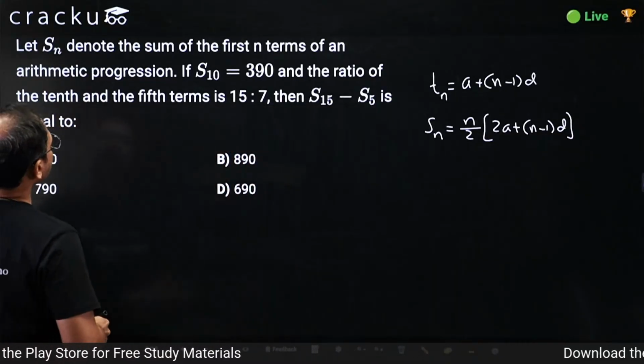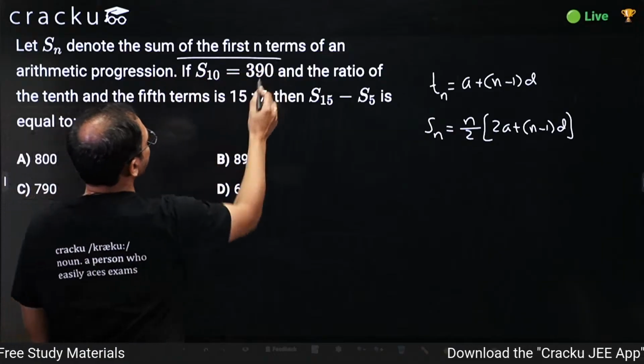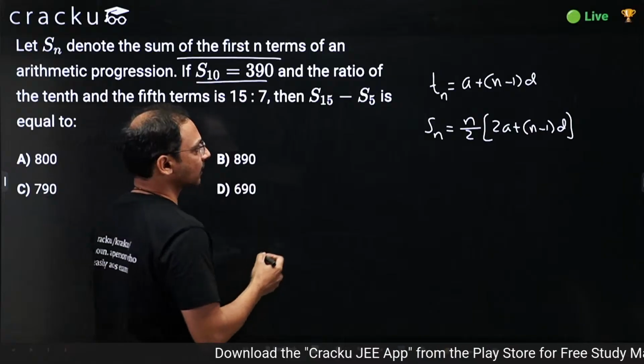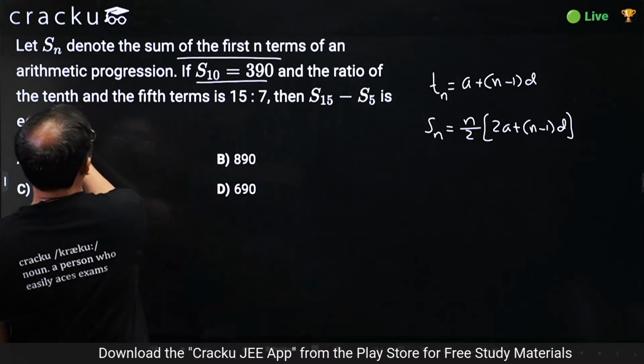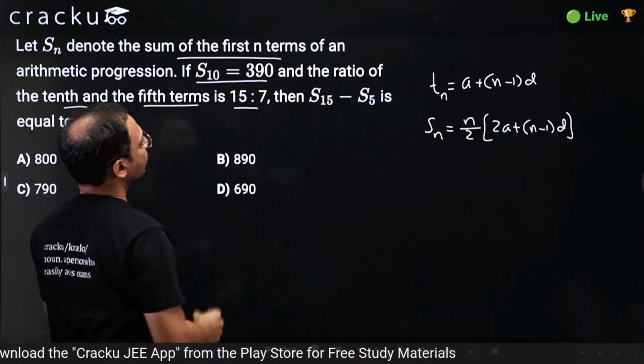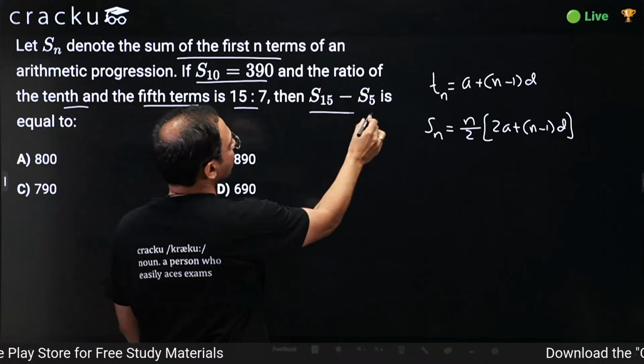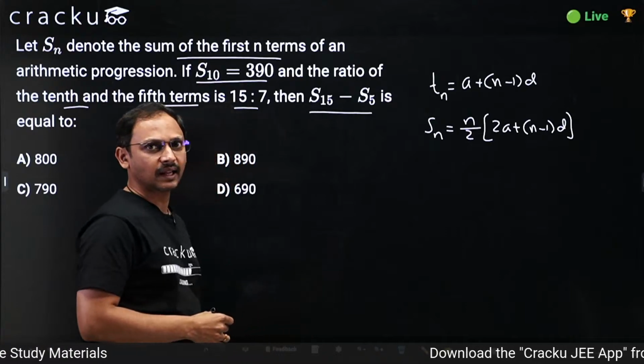Let us see. Sn denotes the sum of the first n terms of an arithmetic progression. Sum of the first 10 terms is given as 390, and the ratio of 10th term and 5th term is given as 15:7. So with these two bits of information, we need to calculate the value of S15 minus S5.